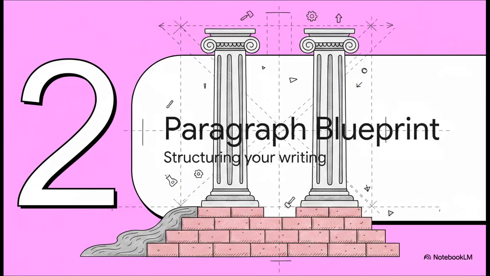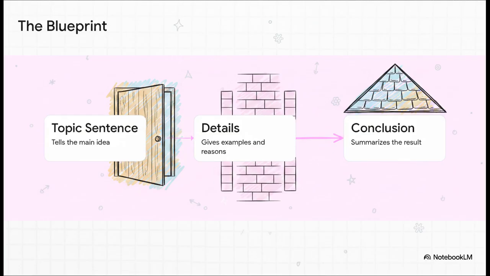Which brings us to part 2, the paragraph blueprint. Now that our foundation is poured and solid, let's look at the actual structural pillars of our writing. So the crucial point is this golden trio of sentences that erects our sturdy little building. Step 1 is the topic sentence. Think of it like the front door. It tells the reader exactly what the main idea is.